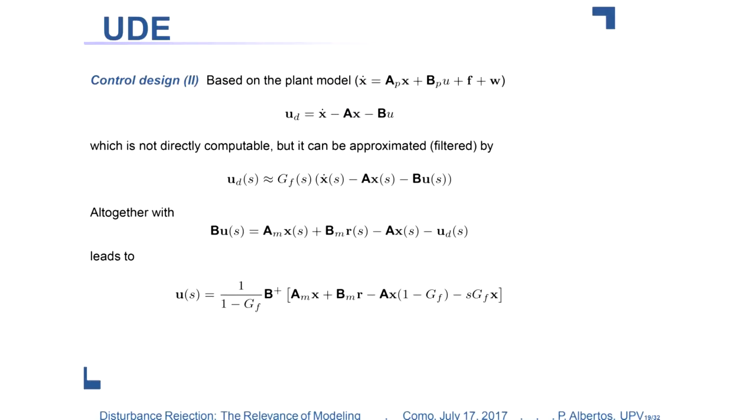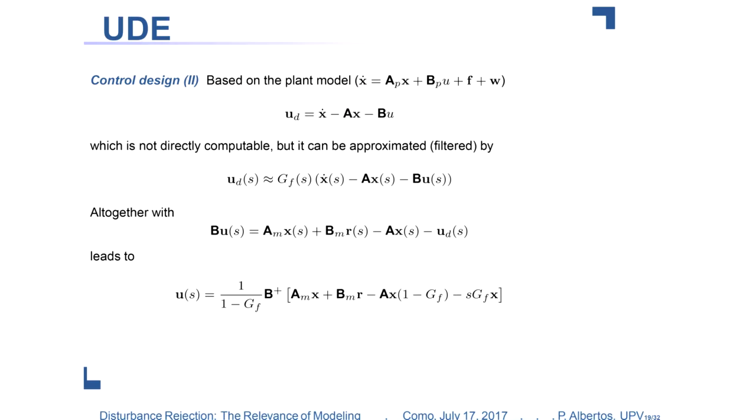And if you look at the UD, it can be computed like this, but of course this is not accessible. So they are using a filter, and based on this filtering, they design the control.